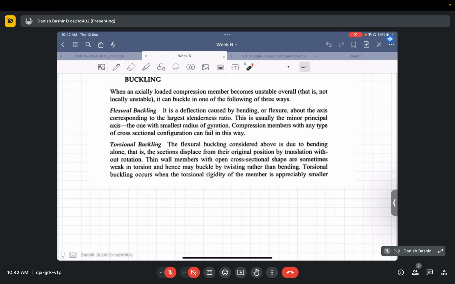This is very uncommon in solid sections, but when we use hollow sections like tube sections, distortional buckling will be there. This is because these sections have very small torsional rigidity. These columns buckle in torsional mode.